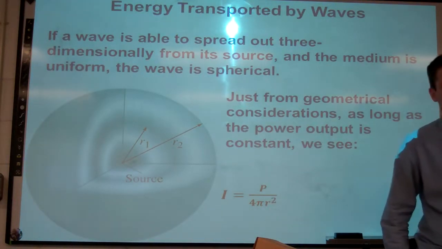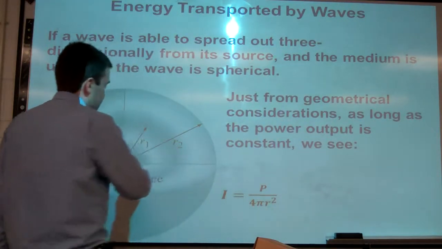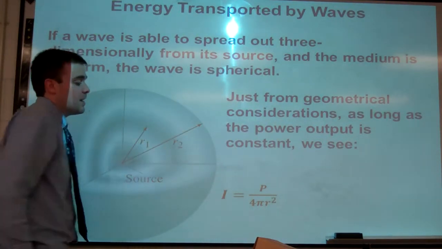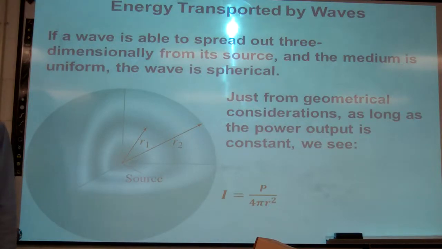Alright, energy transported by waves. A wave is able to spread out in 3 dimensions. So as you get further and further away from it, the intensity of the waves decreases by the inverse square rule. If you get twice as far away from a sound source, the sound is 4 times as quiet. Does that make sense? And that's true for light too. If you get twice as far away from a light source, the light is 1/4 as bright because it's spreading out in all 3 dimensions. Does that make sense to everybody?